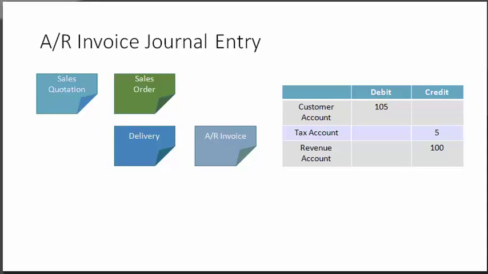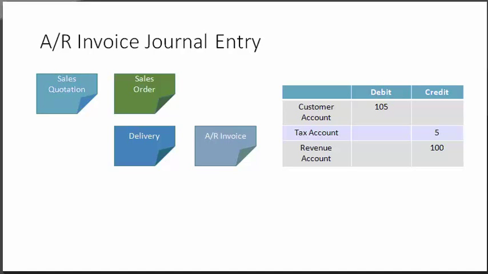AR invoice journal entry. In SAP Business One, a journal entry is automatically posted for many documents during the sales process and inventory processes. Let us assume for a moment that we are in a non-perpetual inventory system in order to keep our example simple. In that case, in our sales process example, the AR invoice automatically creates the following journal entry.